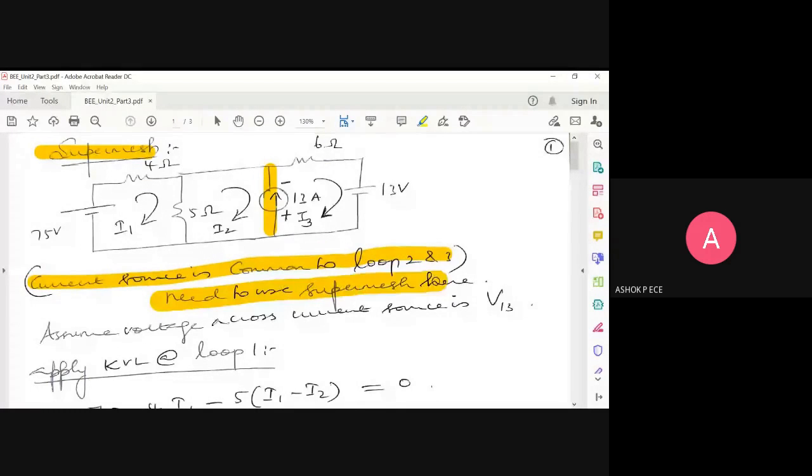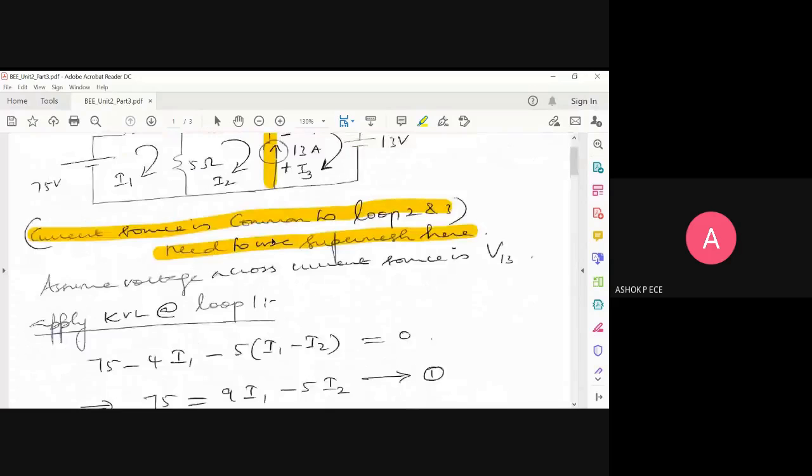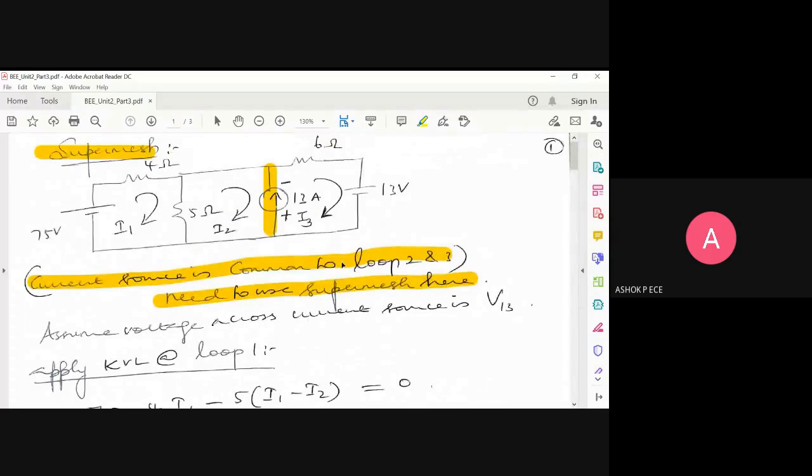Two methods of solving this problem are available. One method is using conventional Kirchhoff's voltage law, and the second method is using super mesh analysis. I will be solving both the methods now, and both will give the same answer. So first, we'll solve it using the conventional method.